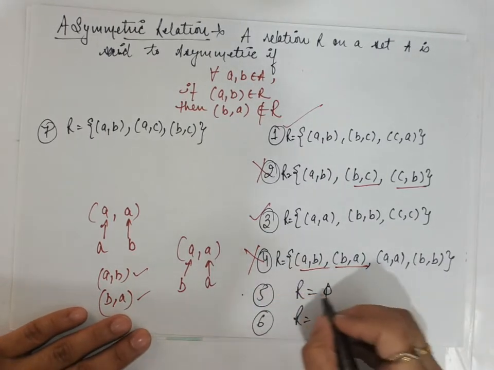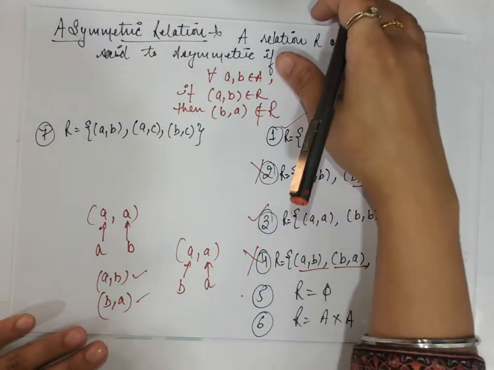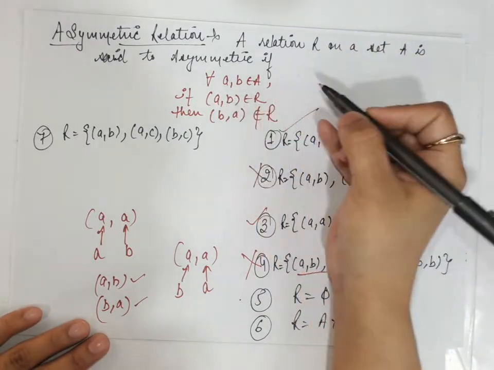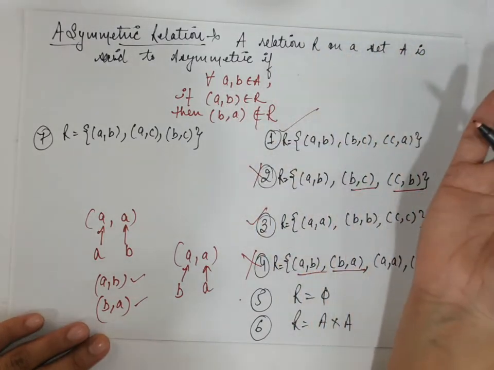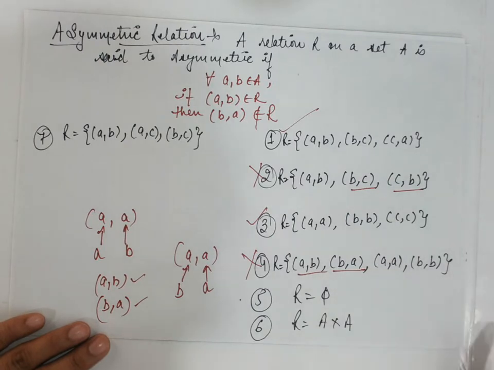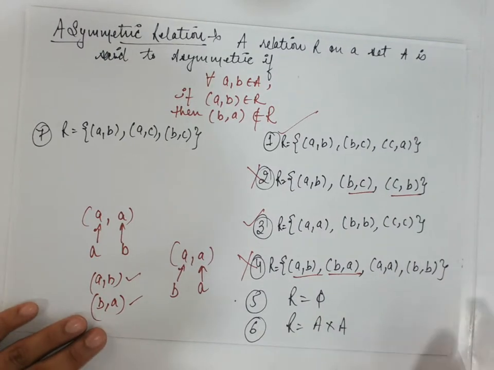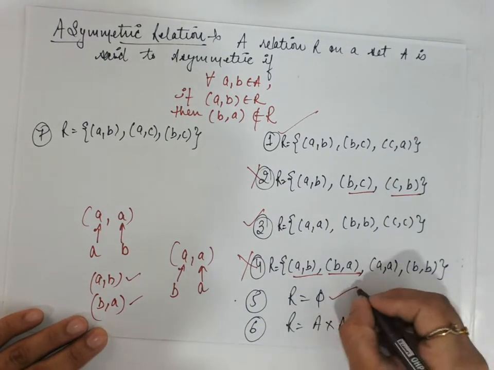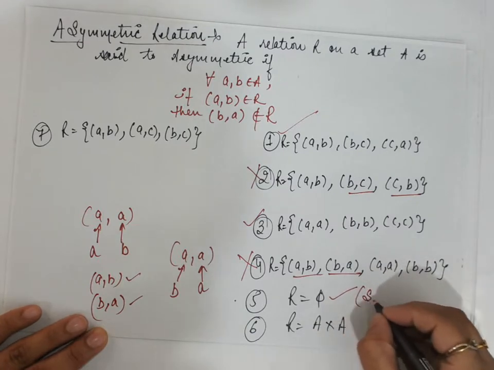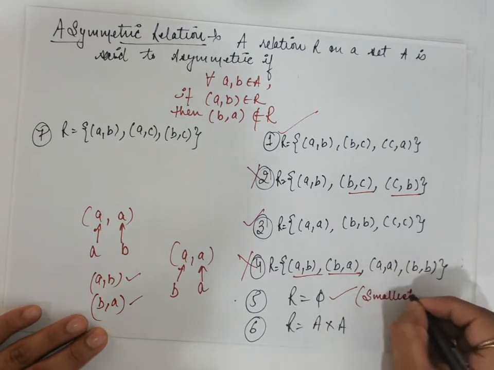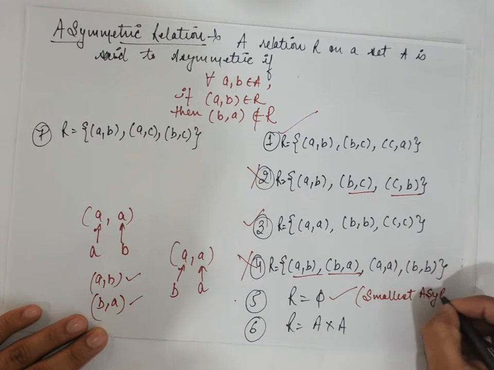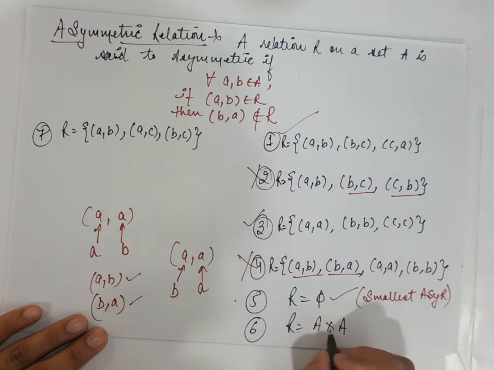Here, R5 is empty. Asymmetric relation says if AB is present, then BA is not present in a relation. If none of the elements is present in a relation, then that relation would be an asymmetric relation, and R5 is the smallest asymmetric relation possible. R is equal to AA.